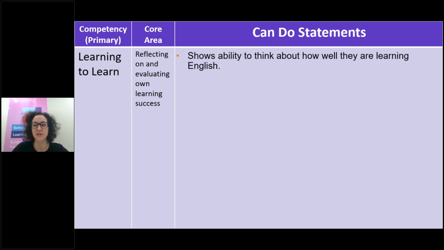So here, shows ability to think about how well they are learning English, and everybody will be different in this can-do statement, because for somebody, learning English is the ability. Most people evaluate their ability to speak English by their ability to speak. But for primary students, it can be a song. And if they feel that they're successful in a song, they will be motivated and can go through other types of activities.